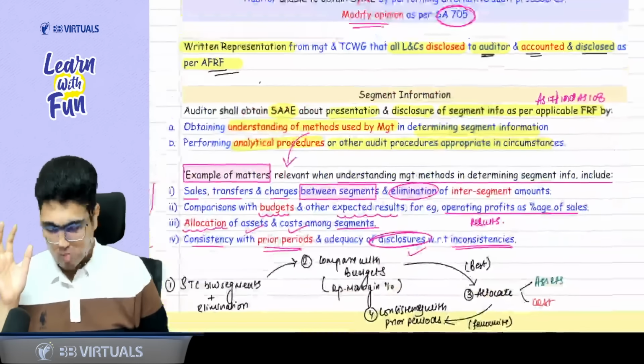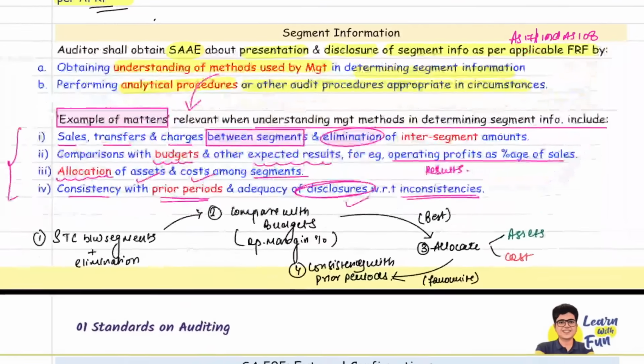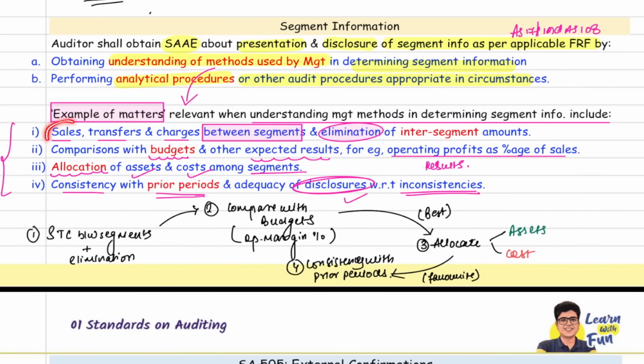This is what is given in your book also, please read with me. We need to get sufficient and appropriate evidence about the presentation and disclosure of segment information, whether it is as per applicable FRF, that is AS 17, Ind AS 108. So understand the management methods, you can also do particular analytical procedures. Now, sir, when I am understanding management methods, what are the matters I can consider? First thing I already told you, if there are any sales, transfers or charges between the segments, inter-segment, you need to eliminate them. Second thing is, you can compare the segment results with the budgets.